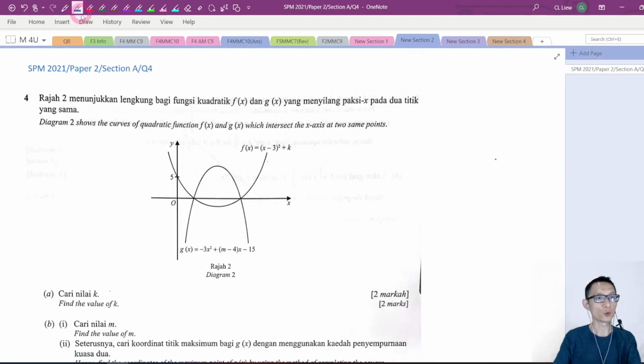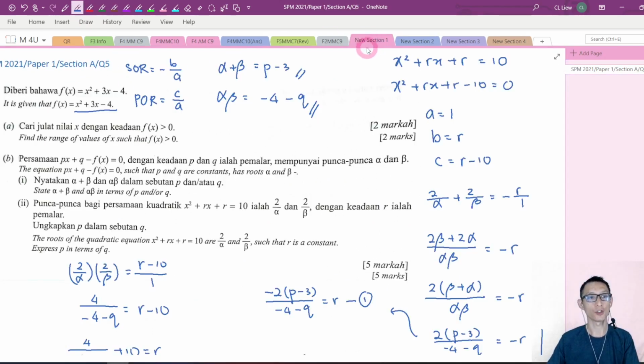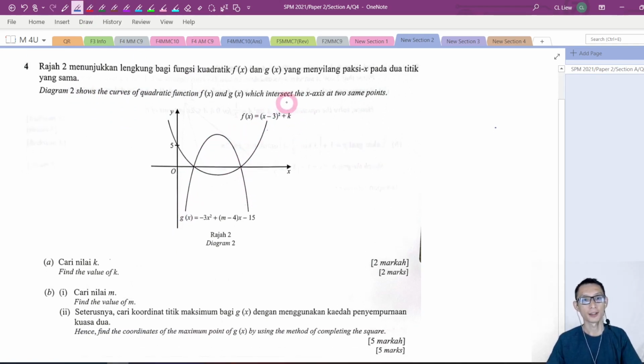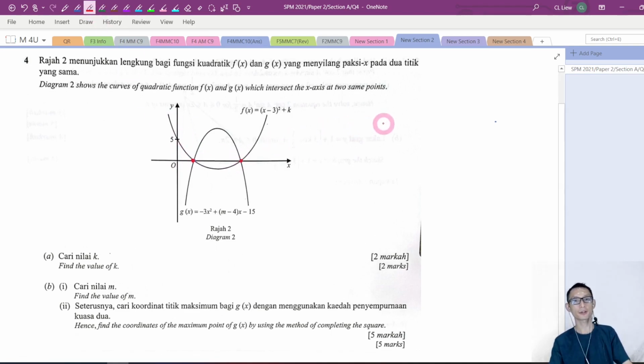Now let's look at the second question. This is also SPM 2021, but this is paper 2. Just now one is paper 1. So this is paper 2, section A, question number 4. Diagram 2 shows a curve of quadratic function f of x is equal to x minus 3 squared plus k, and g of x, which is equal to this. They intersect the x-axis at two same points, which are here and here. Let me use red color. Find the value of k.